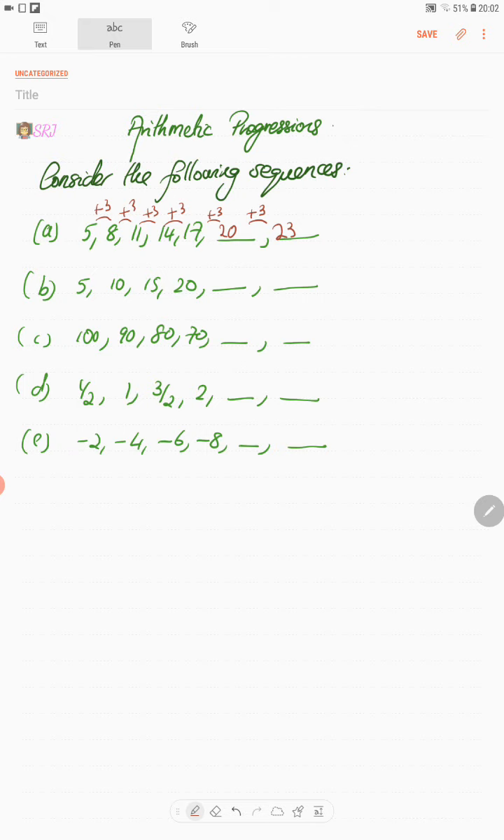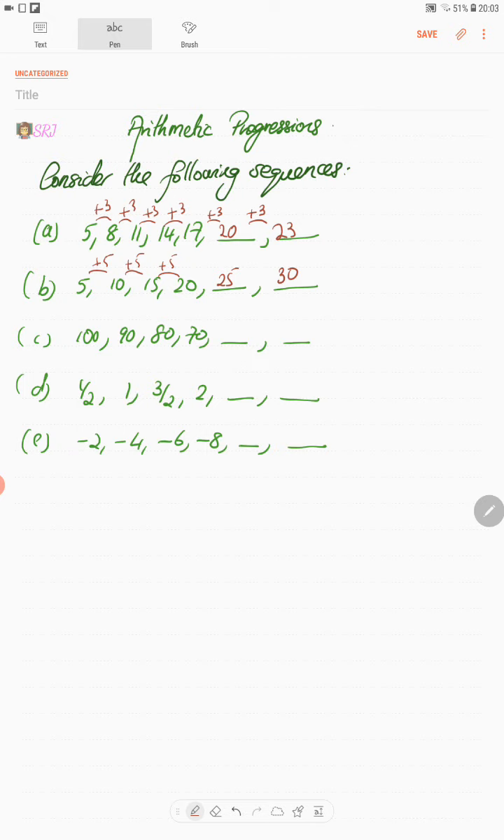In the next sequence we have 5, 10, 15, 20. So it's quite easy. We can see that the terms again are increasing by the constant number 5. So here we have plus 5, plus 5, plus 5. This will become 25 and then 30.